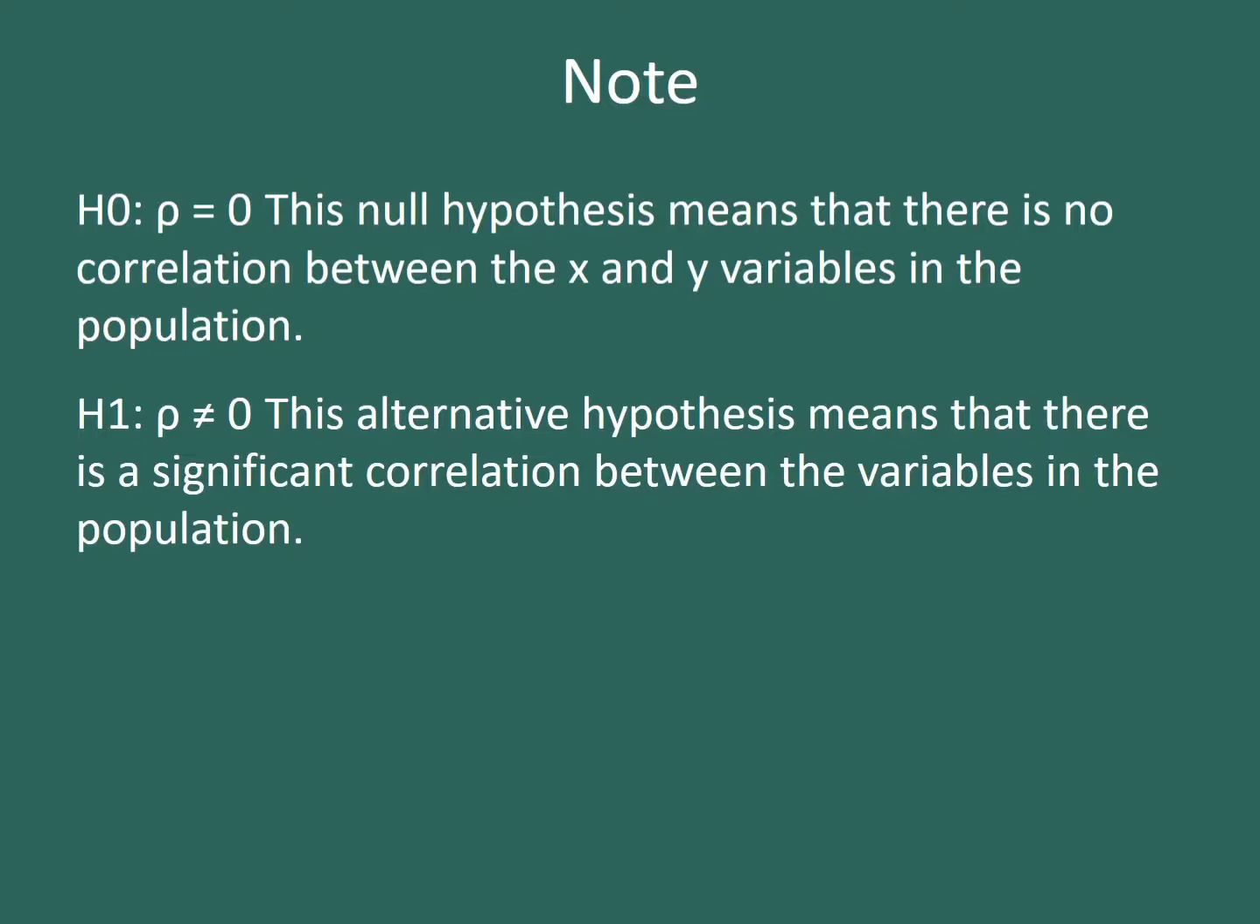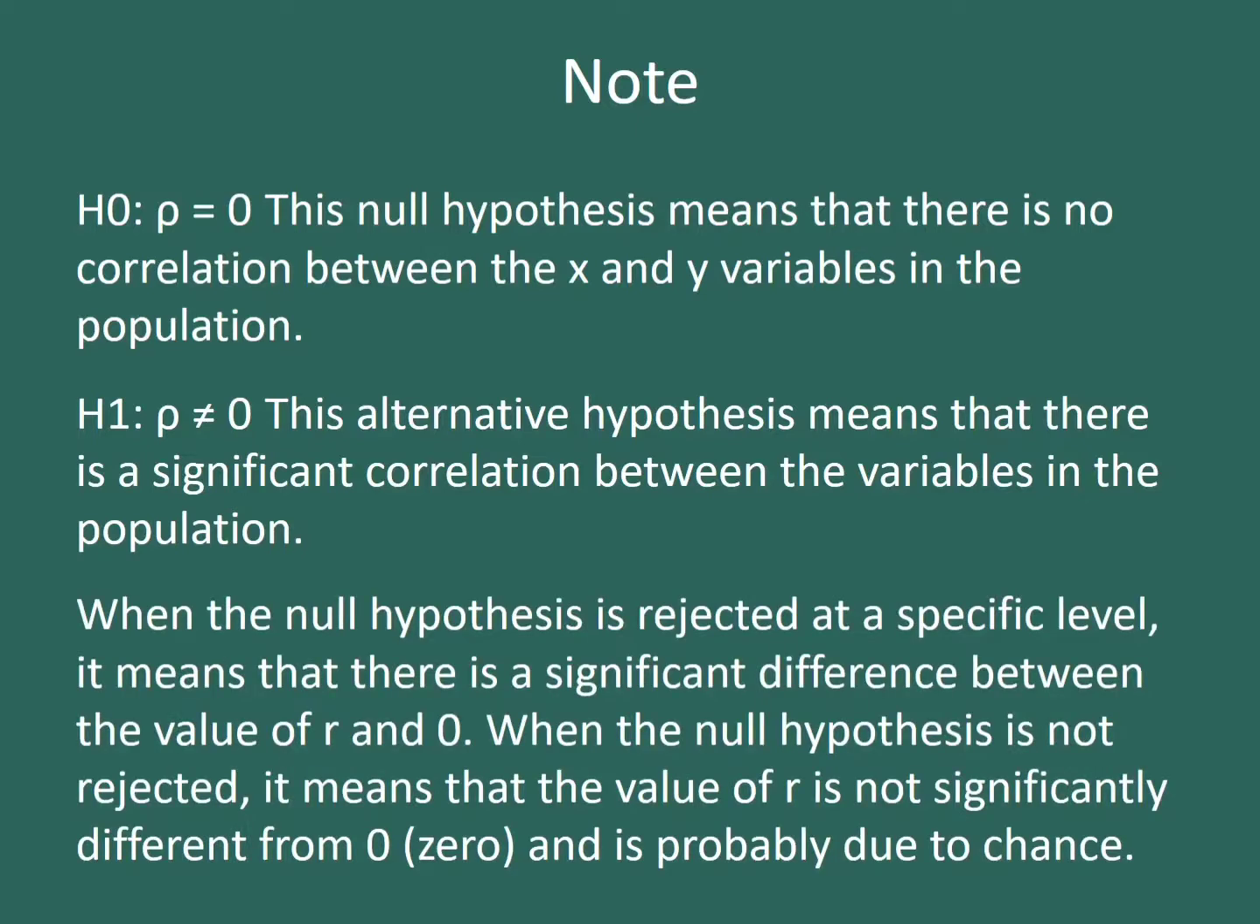So if we reject the null, we'd say that there is a correlation. If we fail to reject the null, then we say that chances are there is no correlation. When the null hypothesis is rejected at a specific value, again, that would be the significance level, it means that there is a significant difference between the value of r and 0. When the null hypothesis is not rejected, it means that the value of r is not significantly different from 0 and is probably due to chance. So just like I said.